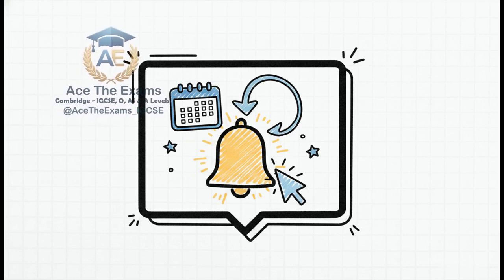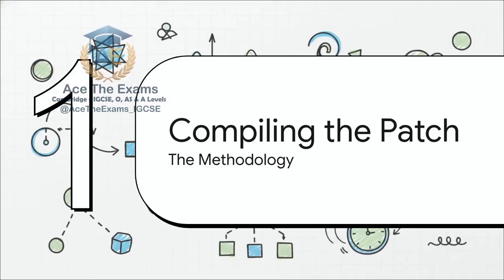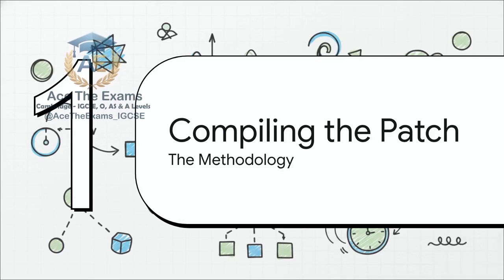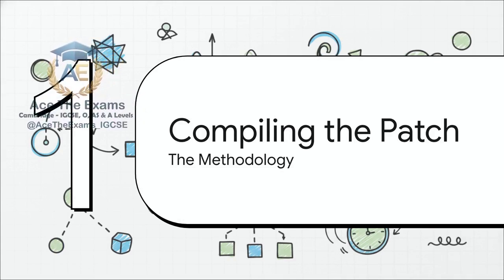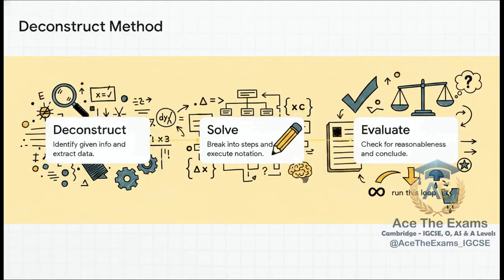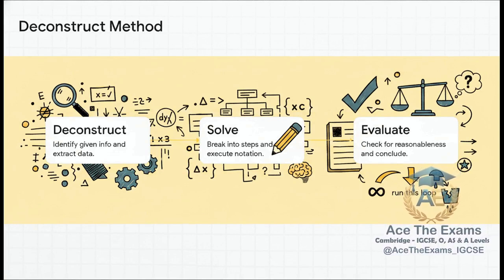Okay, patch complete. Let's head back to the terminal and push this high-scoring code. Section 3, compiling the patch. Let's outline the exact core methodology you're going to need when your logic inevitably runs into an error mid-argument. For this, we deploy what we call the deconstruct, solve, evaluate framework. This is our absolute optimal syntax to fix any logic error you might encounter.